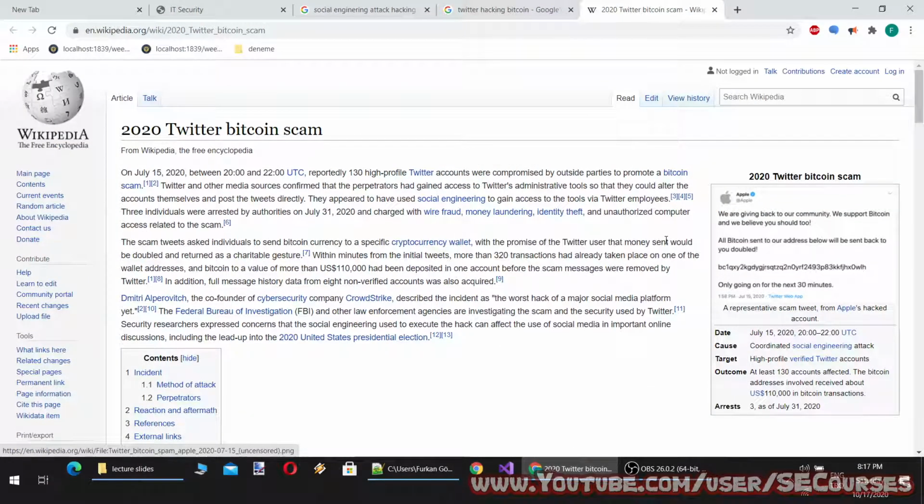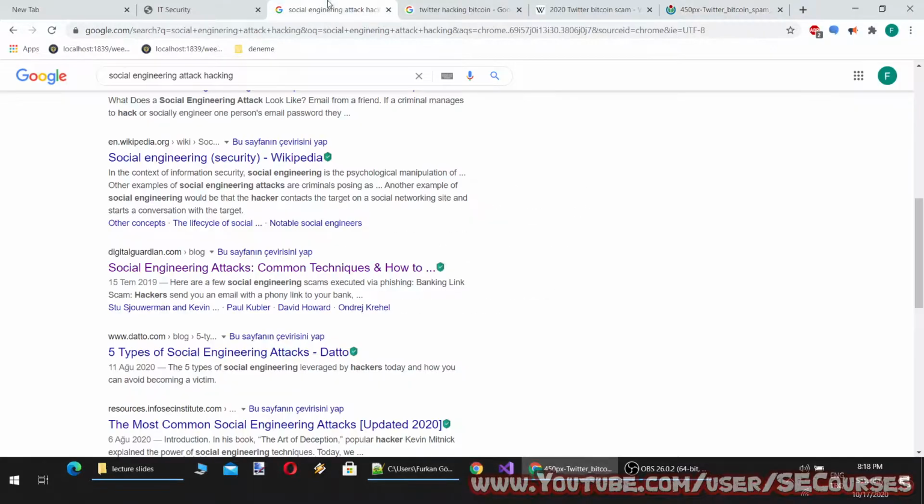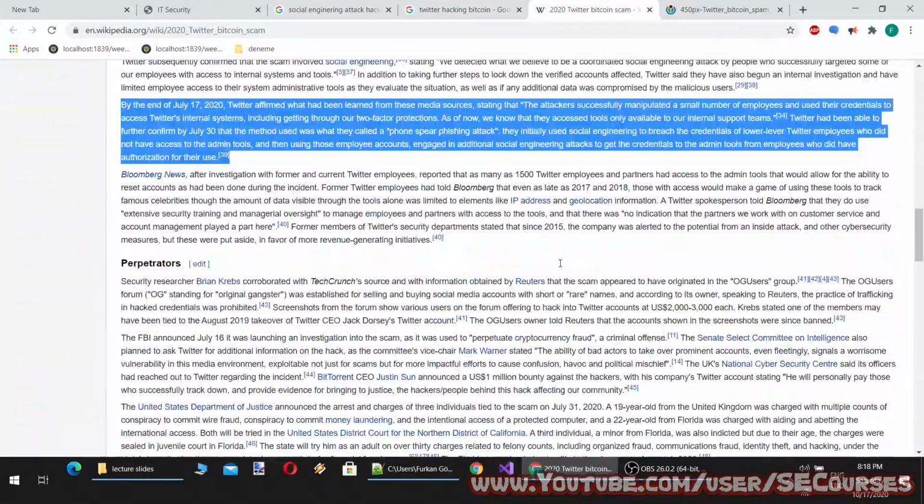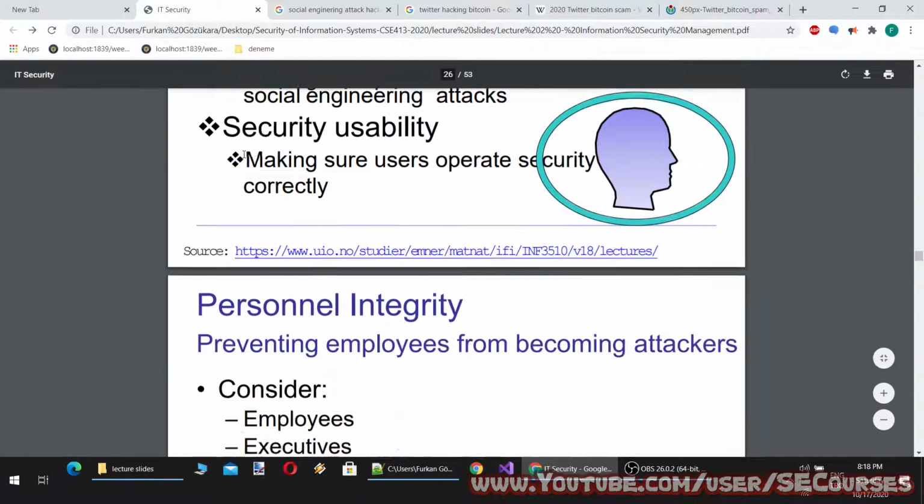For example, you see this was posted from the Apple official Twitter account. We are giving back to our community. We support Bitcoin and we believe you should too. All Bitcoin sent to our address below will be sent back to you doubled. You see? And even very famous accounts had tweeted this. So people sent a lot of money to these scamming Bitcoin addresses.